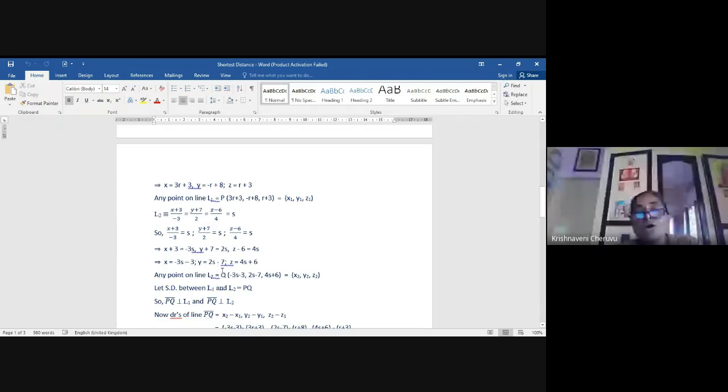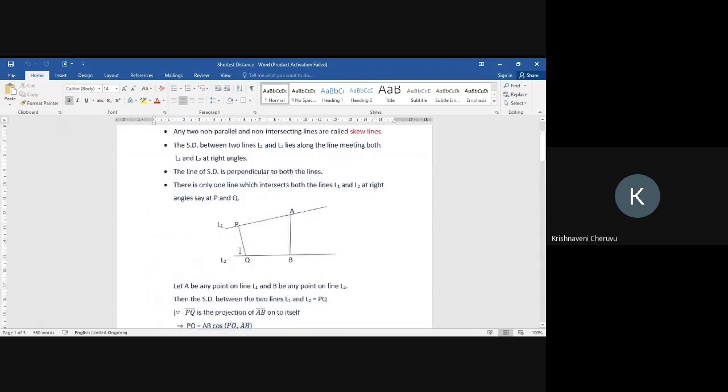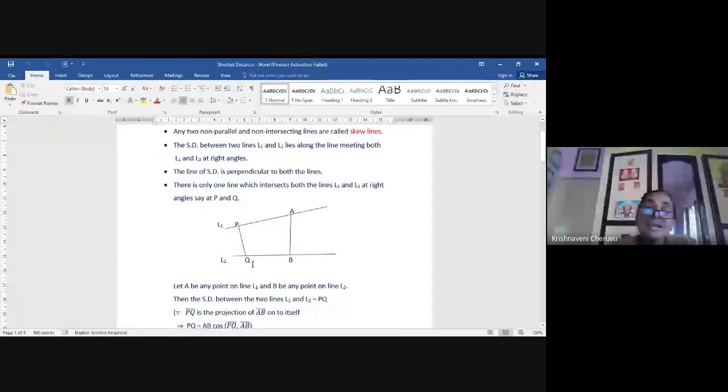Okay, so Q has x coordinate minus 3s minus 3, y coordinate 2s minus 7, z coordinate 4s plus 6. So now let us denote this by x2, y2, z2. So you have a point P on line L1 and a point Q on line L2. What did I say, girls? If at all PQ is the shortest distance, what did I say? The line PQ is perpendicular to L1 and perpendicular to L2. So you use the condition of perpendicularity.